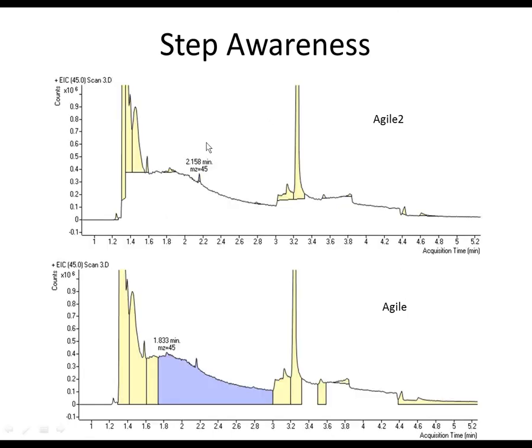Next, step awareness. Now, as you can see from the top with Agile2, when the solvent peak here rises, you can see that it's smart enough to figure that step function out here, where Agile does get involved in integrating part of the solvent elution peak.